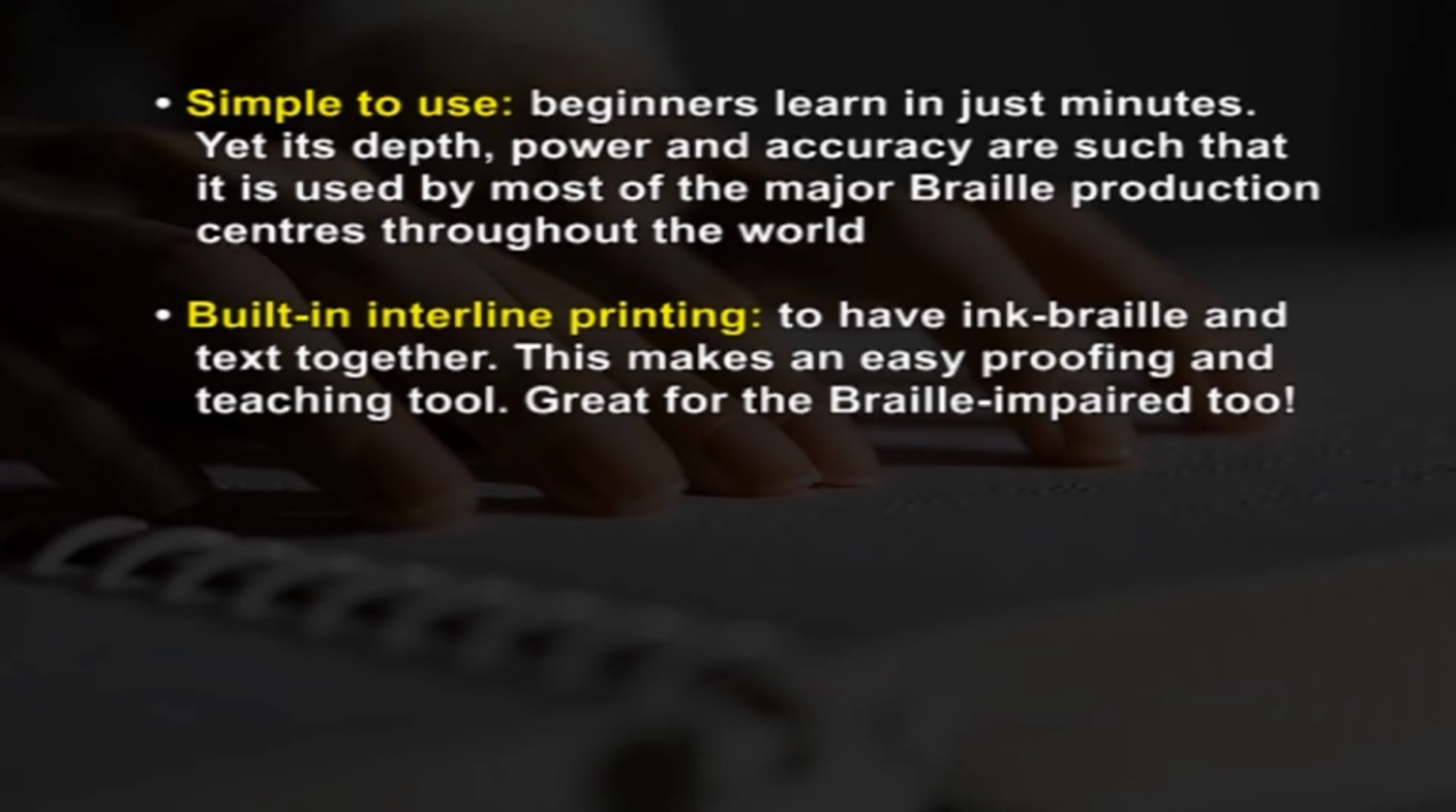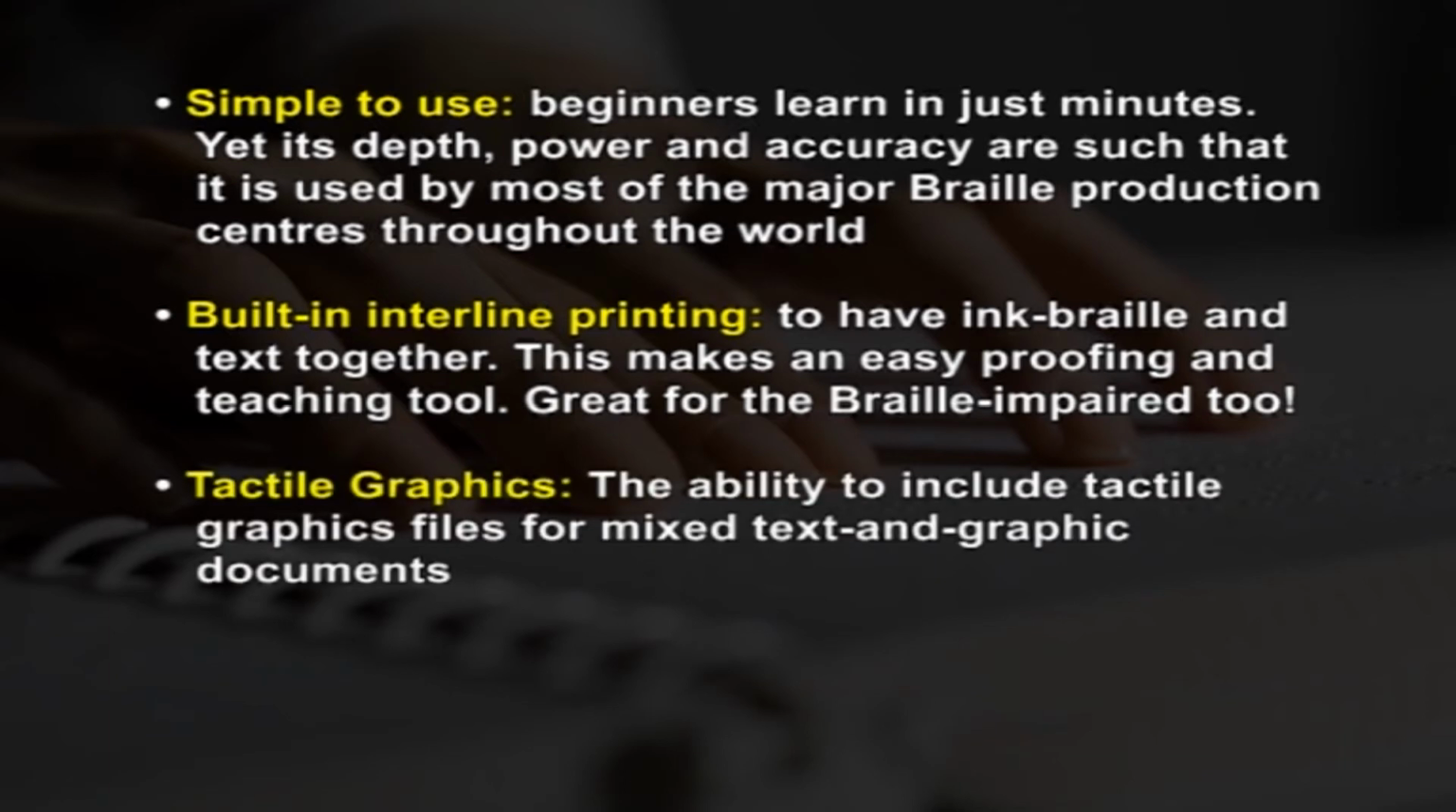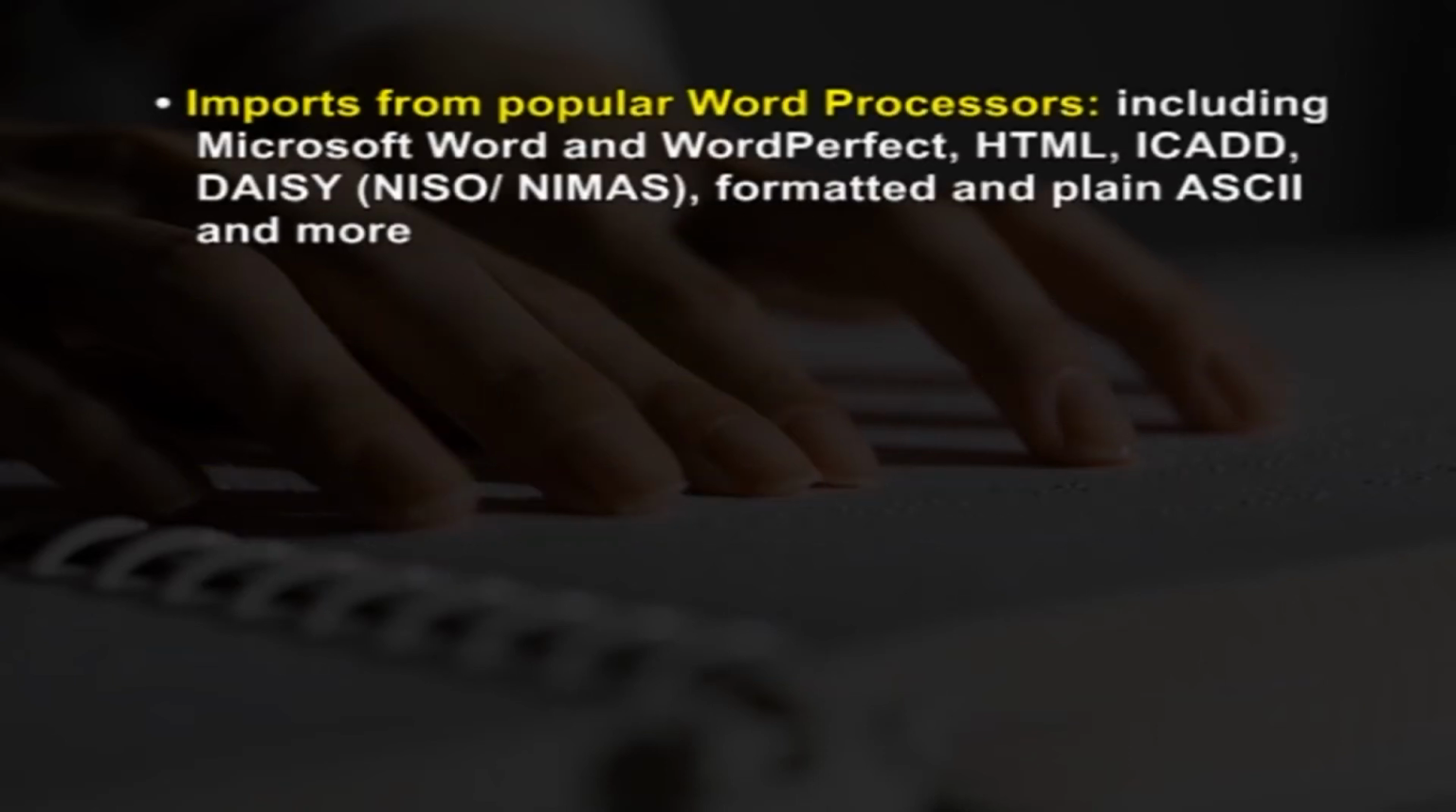It has built-in interline printing to have ink, Braille and text together. This makes an easy proofing and teaching tool. It is great for Braille impaired too. Tactile graphics: the ability to include tactile graphic files for mixed text and graphic documents, mainly for simple tactile graphics, is supported by DBT. Imports from popular word processors including Microsoft Word and WordPerfect, HTML, ICADD, DAISY, NISO, NIMAS, formatted and plain ASCII and more.